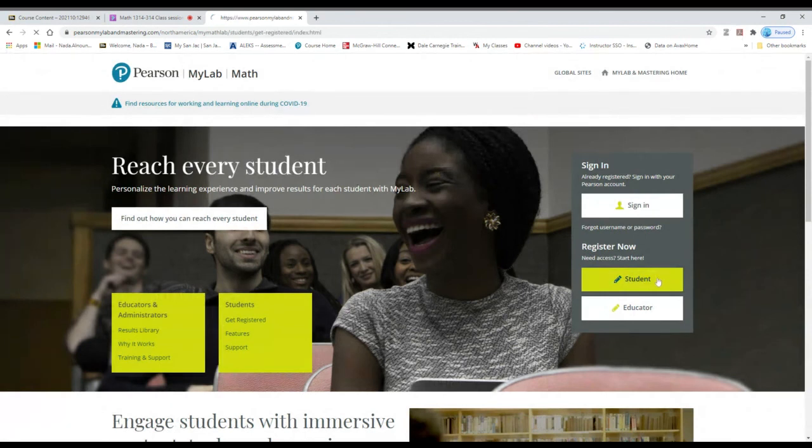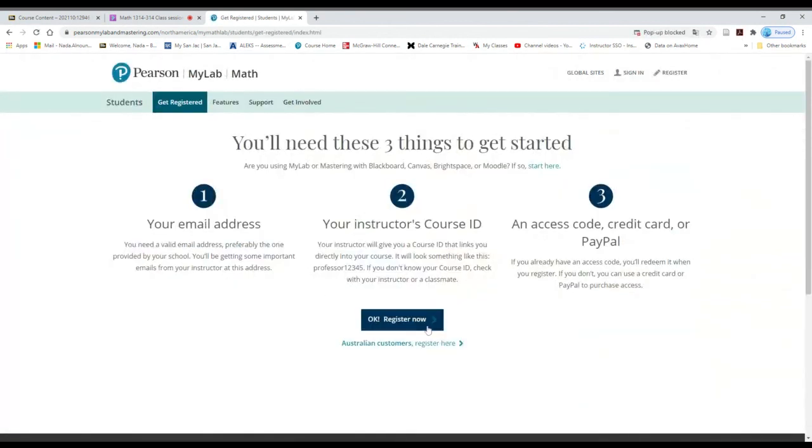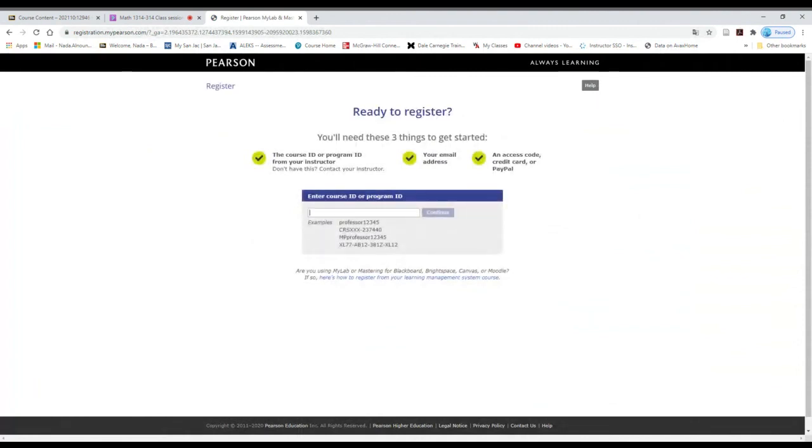Okay, so here we go. This is the registration page. You click OK, register now. The first thing you need to do is enter the course ID. This one is from my other class, so it doesn't matter. Copy the one I have on Blackboard for you. So, continue.